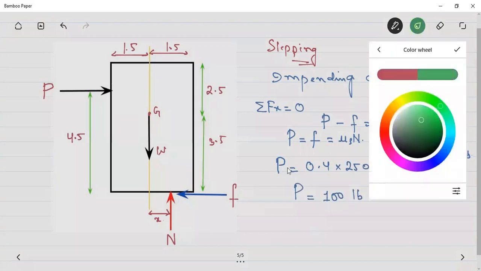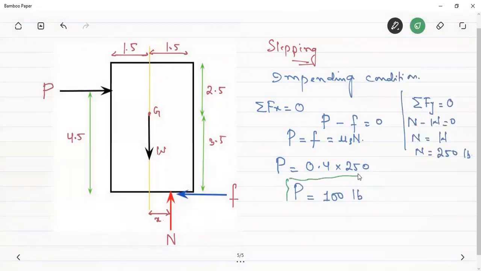So this is actually the force which is required for the slipping of this block. Unless we apply this much force, the slipping won't be possible. But we have to check whether this block will tip before slipping. It is a possibility that at a force less than this P, that is 100 pounds, or greater than 100 pounds, the block can tip. Therefore we have to check for the tipping condition as well.